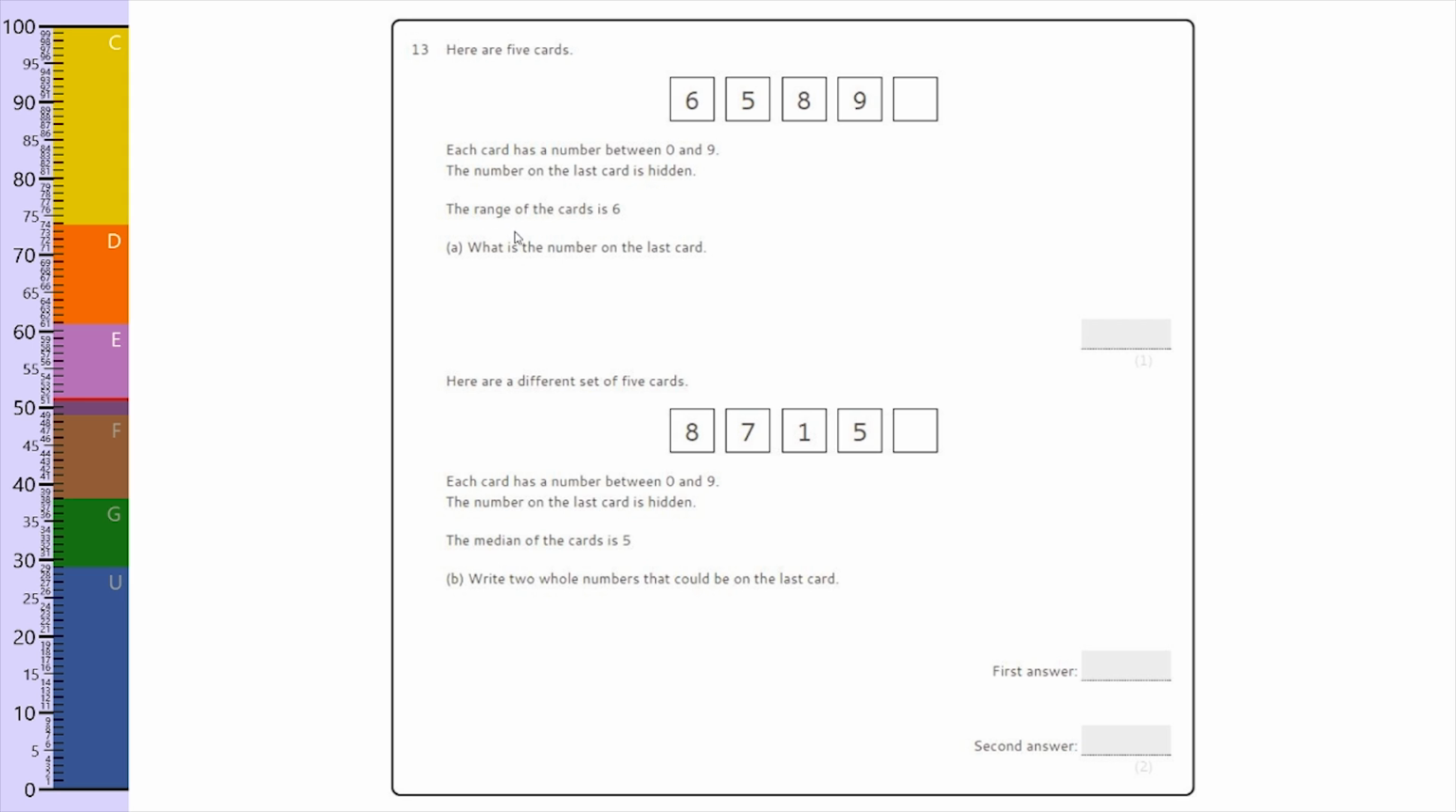Okay, so this is an averages and range question. It says the range of the cards is 6. We know that range is the biggest take away the smallest. The biggest is 9. So if the range is the biggest take away smallest, 9 take away something will equal that 6. Well, 9 take away, let's have a think, 3 will equal the 6. And therefore the last number on the card has to be a 3, otherwise we wouldn't have a range of 6. At the moment, 9 take away 5 is the range. Okay, 9 take away 5 is 4.